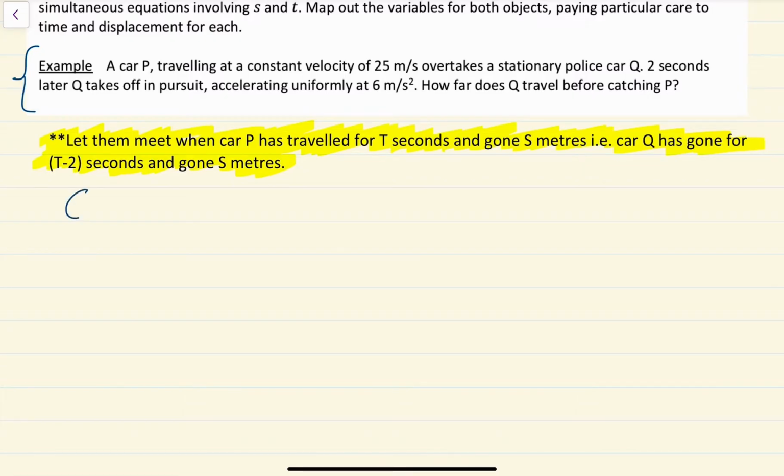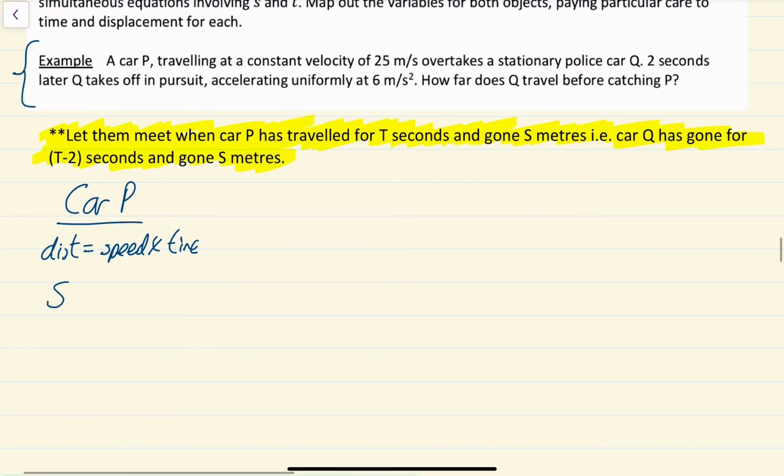Now we're going to look at the two things. We're going to look at car P, and it's just going at a constant speed, so really we're just using distance is equal to speed times time. So big S is equal to the speed, and what was the speed of that car? It was going at a velocity of 25, so 25, and it goes for T seconds, as we say in the yellow highlighted bit.